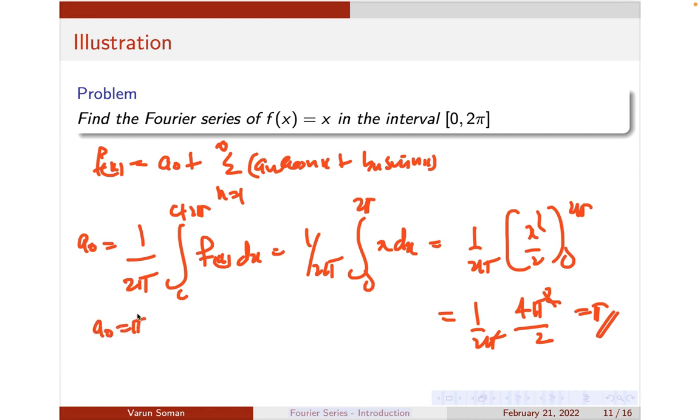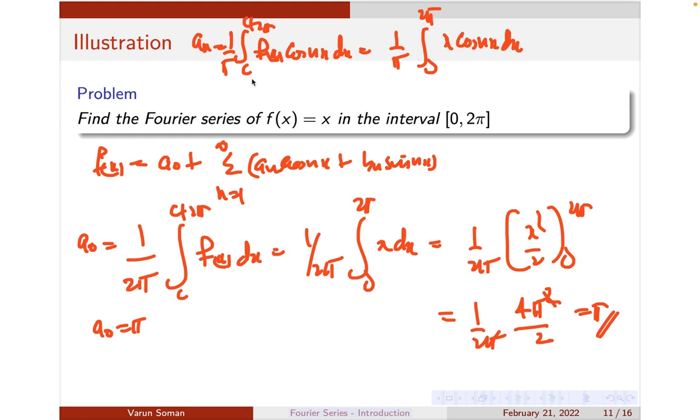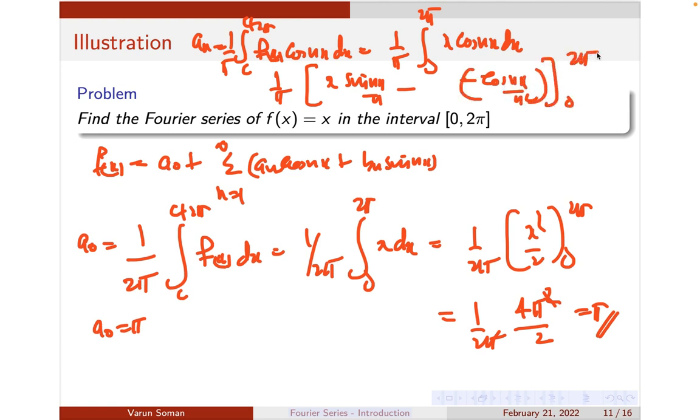Similarly, find the value of an. What is the formula for an? It is 1 by pi integral c to c plus 2 pi f of x into cos nx dx. In this case, it is 1 by pi into integral 0 to 2 pi x cos nx dx. Once I integrate this, it will become 1 by pi into, using integration by parts, the general form x sin nx by n minus, again, minus cos nx by n square, in the limits 0 to 2 pi. I hope this is clear.